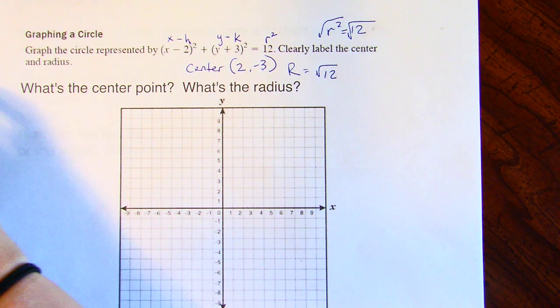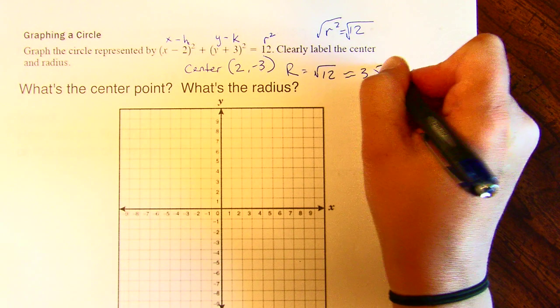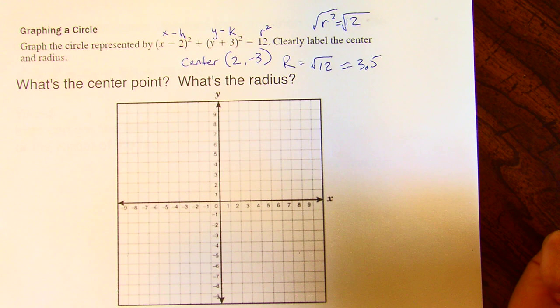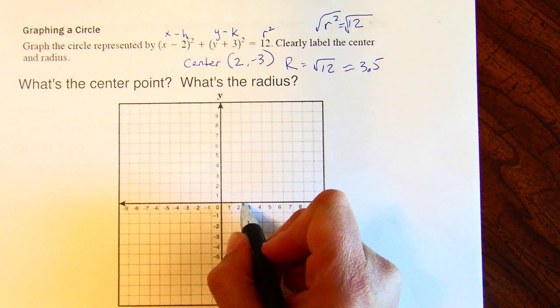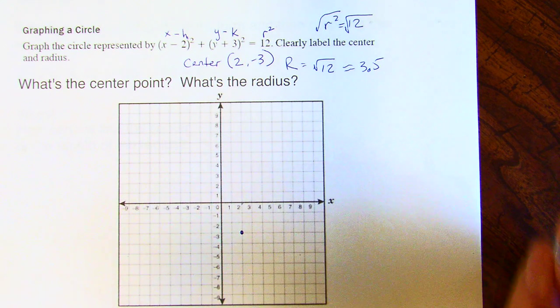I don't know what that is. I'm typing it in on my calculator. It's approximately 3.5. Okay, if we're going to graph this by hand, 3.5 is a pretty good amount. So I'm going to go find 2 and -3. So I go over to 2 and down to -3, and I put a nice looking dot.